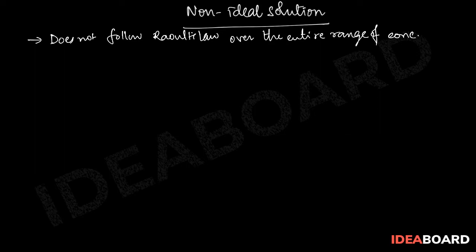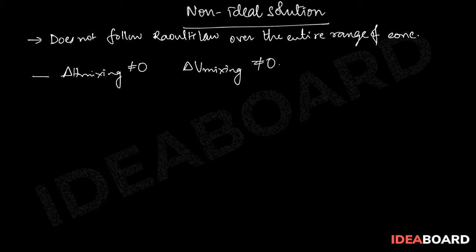Now this non-ideal solution will surely have delta H mixing not equal to 0 and also delta V mixing not equal to 0. So both will be the characteristics of non-ideal solution. So vapor pressure of such a solution either is higher or lower than the predicted vapor pressure from Raoult's law.